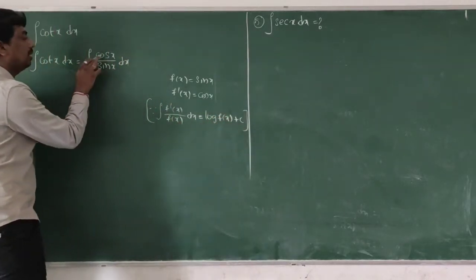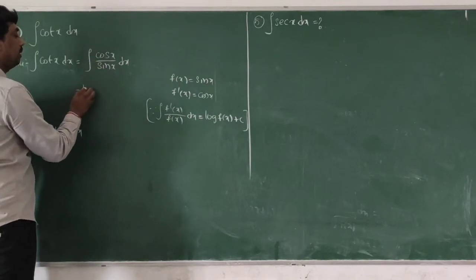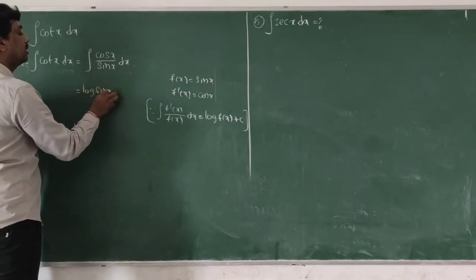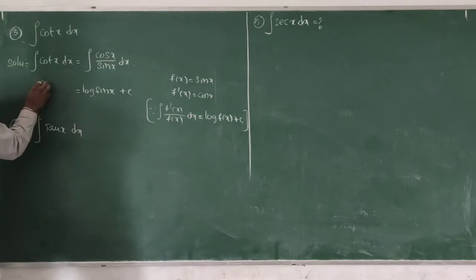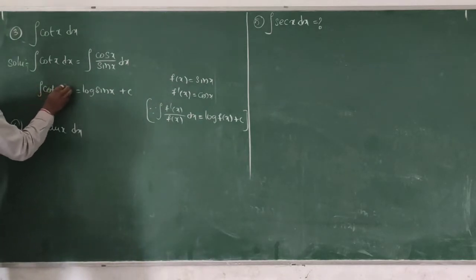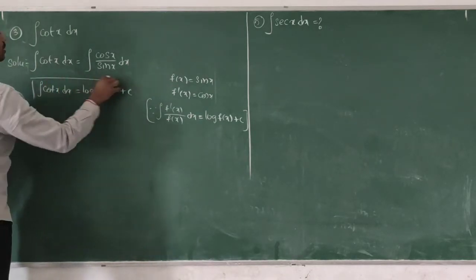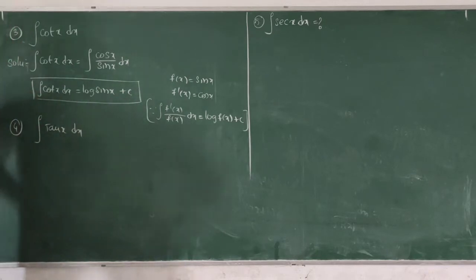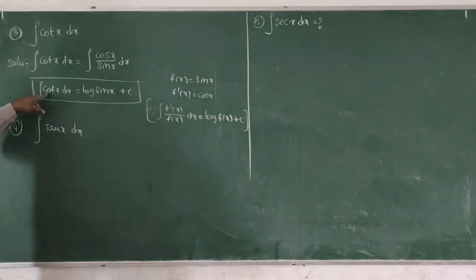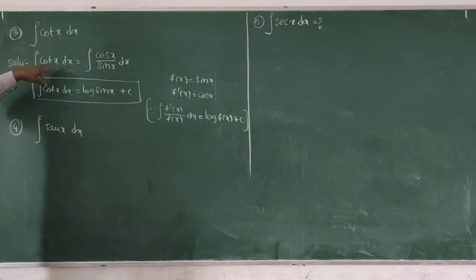That's why the answer is log sin x plus c. Just remember it as a formula. This is not a hard problem, but sometimes it is asked for 2 marks, so remember the formula: integration of cot x is log sin x plus c. We don't have a direct formula for this, and only by this method can we find the integration of cot x.